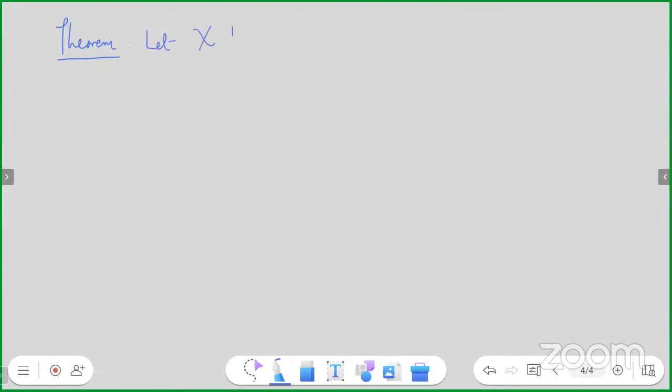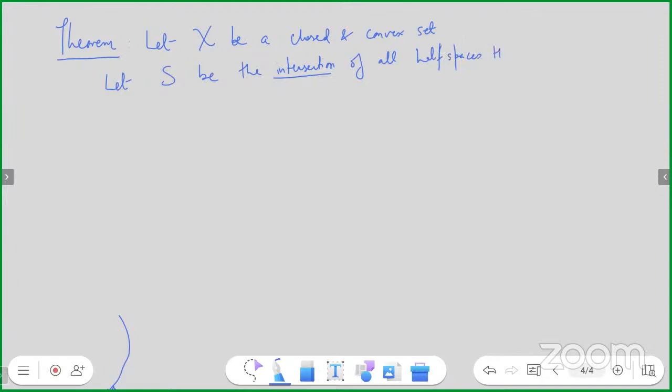Let chi be a closed and convex set. And let S be the intersection of all half spaces that contain chi. What do you think is going to happen?